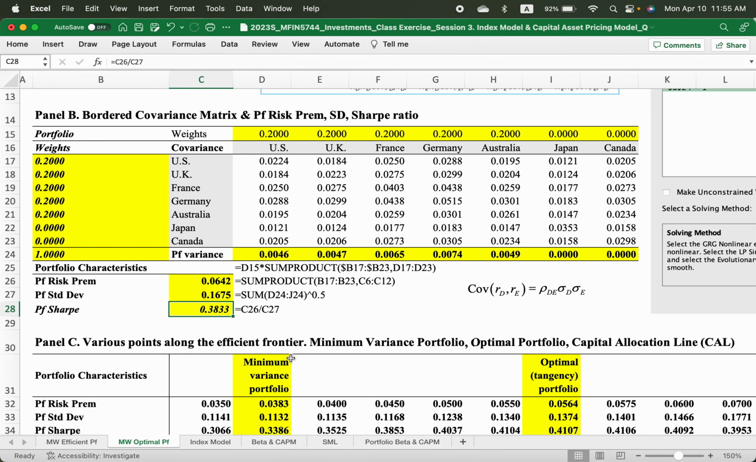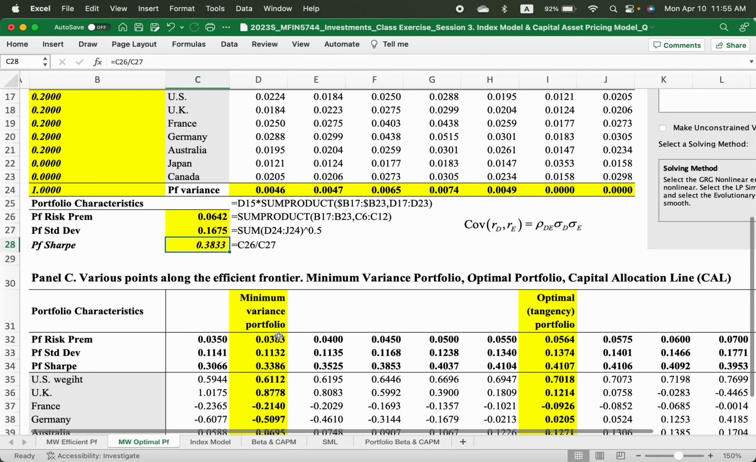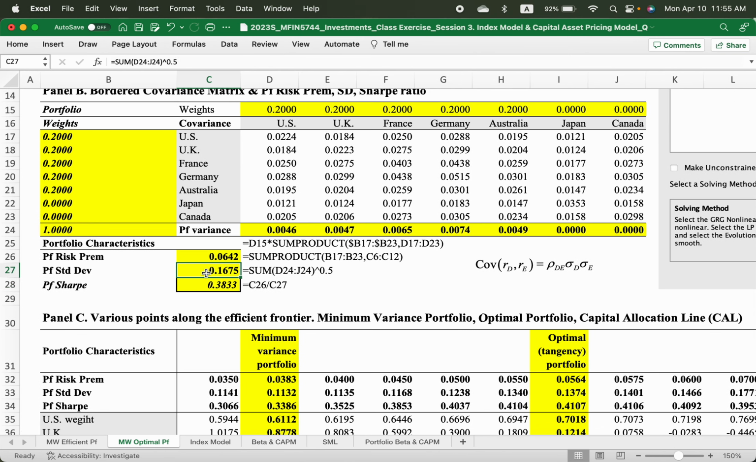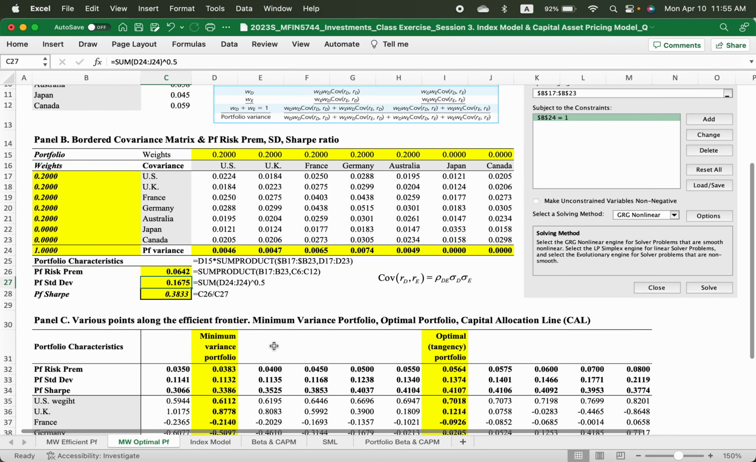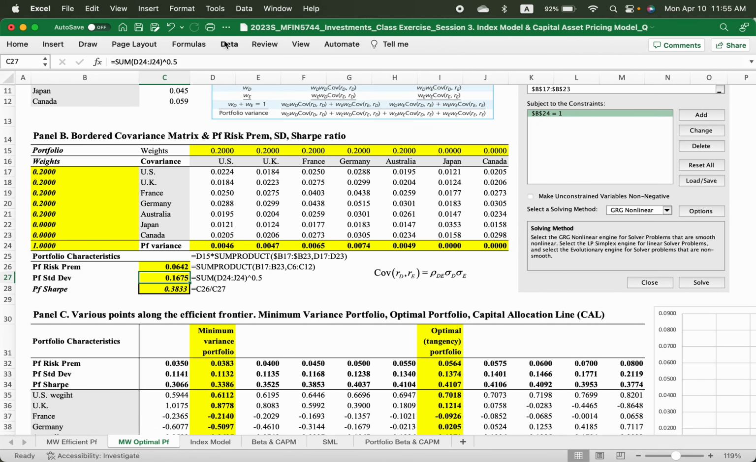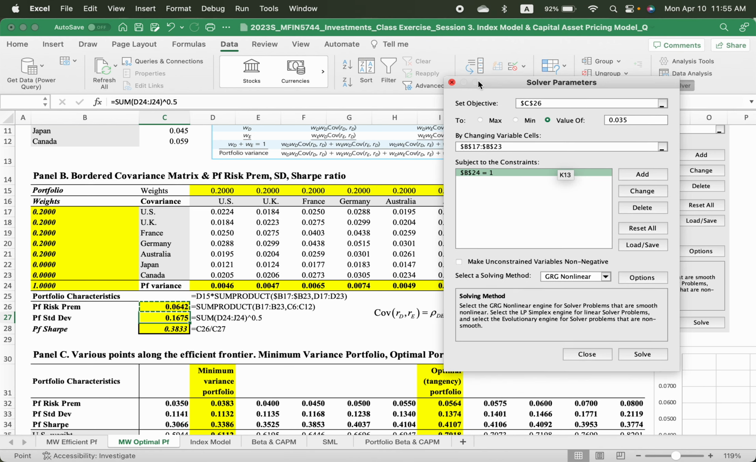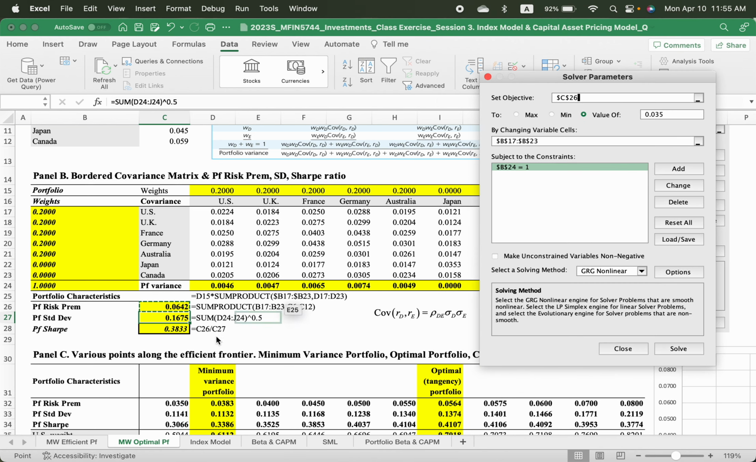But first, let's find the minimum variance of the portfolio. Minimum variance means the standard deviation is minimal regardless of the Sharpe ratio performance. So the minimum variance portfolio, how to find it? Go to Data and Solver. Okay, here set the objective of the standard deviation.